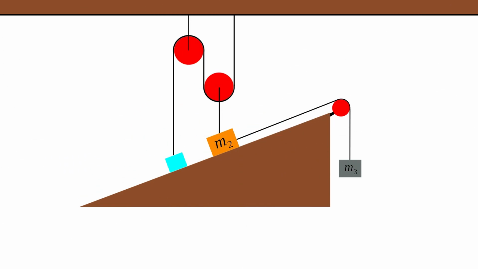There are two blocks sitting on an inclined plane and one free hanging block. Block 2 is connected via a system of ropes and pulleys to block 1, which sits on the inclined plane, and to block 3, which is free hanging, as depicted on the diagram. The mass of block 1 is 1 kilogram. The mass of block 3 is 2 kilograms. The angle of the inclined plane with respect to the horizontal plane is 30 degrees.